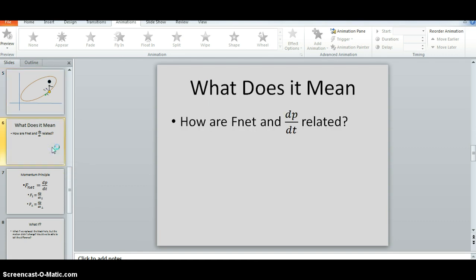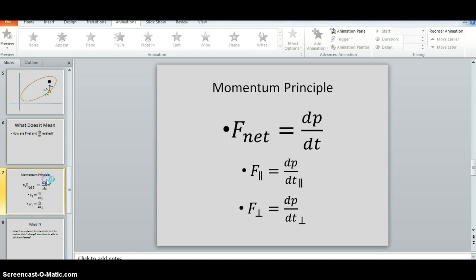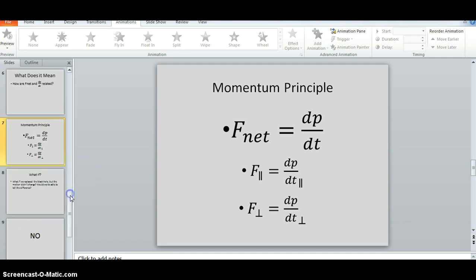The what does it mean question was, how are Fnet and dp/dt related? By the momentum principle, they are the same thing, and each aspect of Fnet is the same as its corresponding aspect of dp/dt. So F parallel equals dp/dt parallel, and F perpendicular equals dp/dt perpendicular.